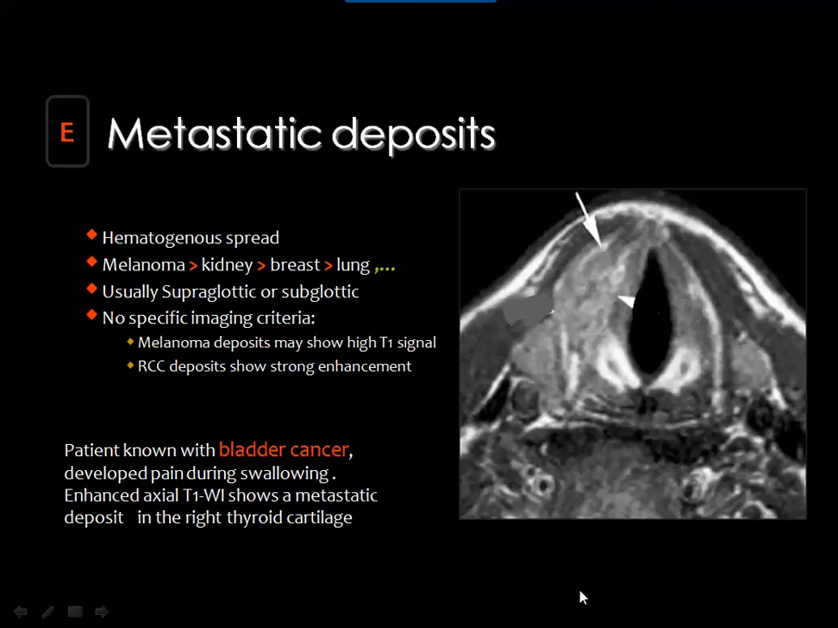Then hematogenous metastasis may come to the larynx from known primaries like melanoma, renal cell carcinoma, breast cancer, and the bronchogenic carcinoma. Most of these lesions are located in the supraglottic area, and there are no specific imaging criteria. But the presence of a known primary may suggest the possibility that what you are looking at is a metastatic deposit to the larynx.